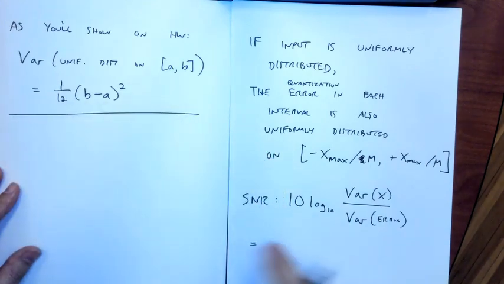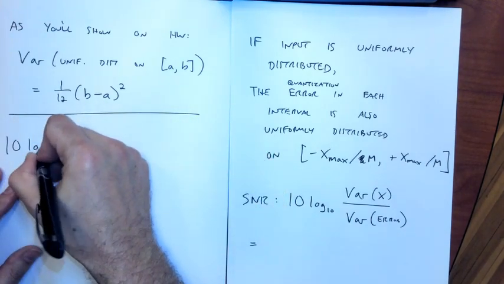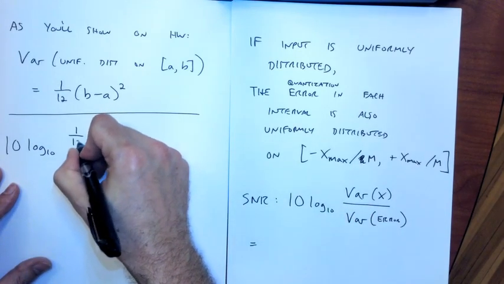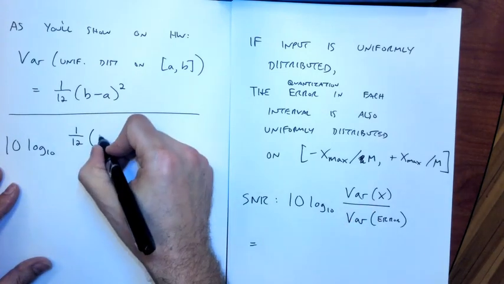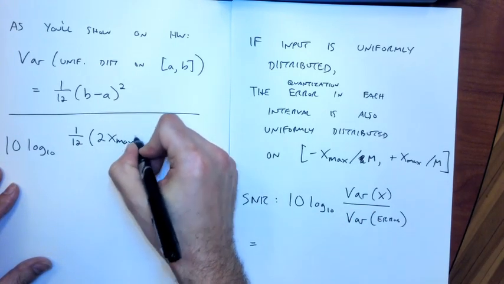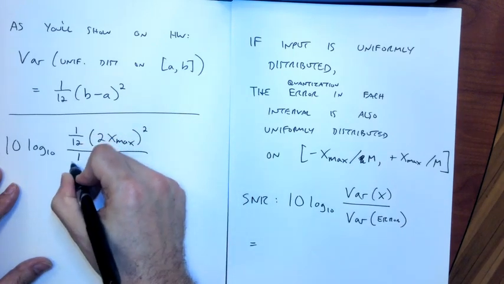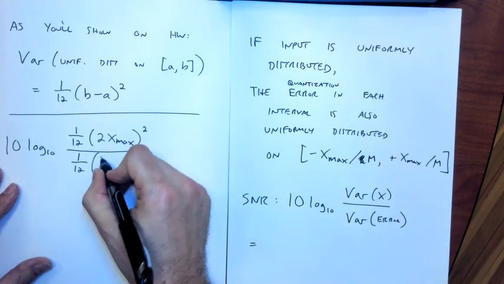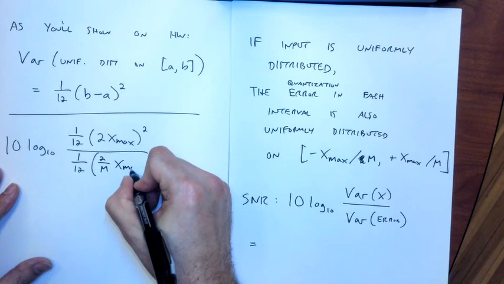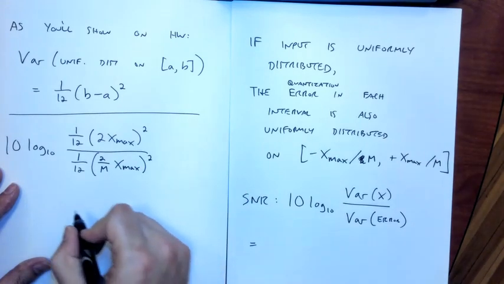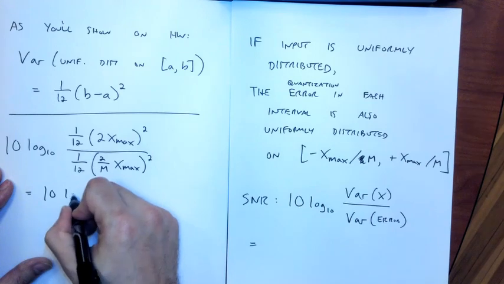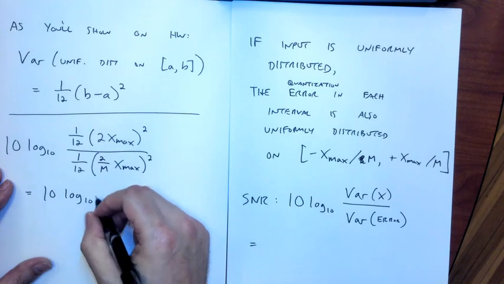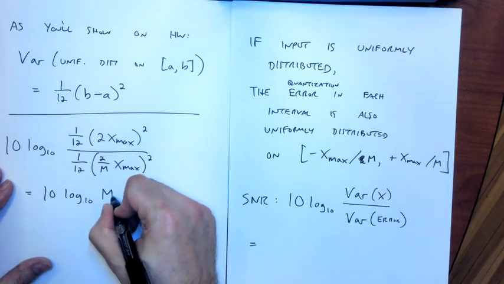So what is this going to be then? The signal-to-noise ratio is going to be 10 log 10 of, so the variance of X is going to be 1/12 (B minus A), a range of 2 x max, squared. And then the variance of the error is going to be in this range, which is 2 over M, x max squared. These 2s are going to cancel each other out, the 1/12s are also going to go away, and the x maxes are going to go away. Basically, all I'm going to have is log 10 of M squared.